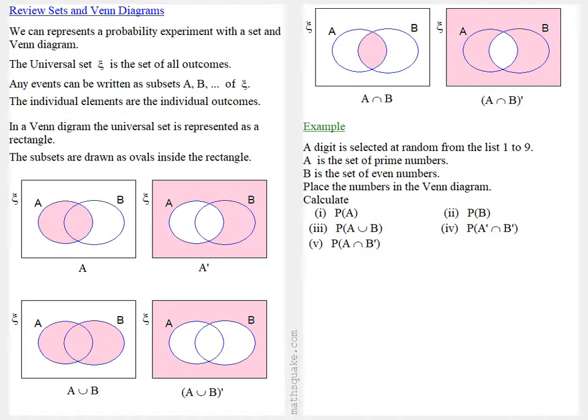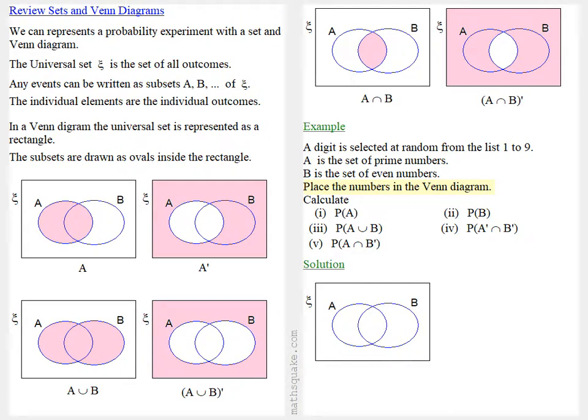Now let's have a look at an example. A digit is selected randomly from the list 1 to 9. Now A is the set of prime numbers, B is the set of even numbers, and we have to place the numbers in the Venn diagram. Well, to put the numbers in the Venn diagram, 1 is not even and it's not prime, so it goes outside the two ovals. 2 is even and it is prime, so that means it goes in the middle section, the intersection. 3 is prime but not even.